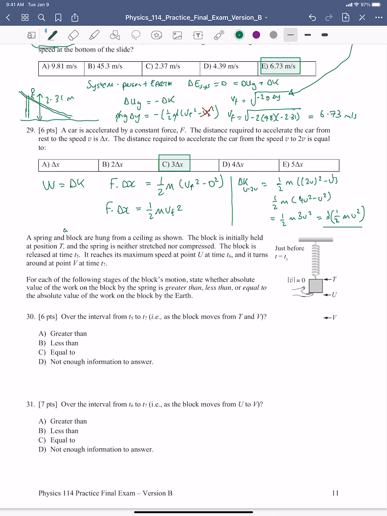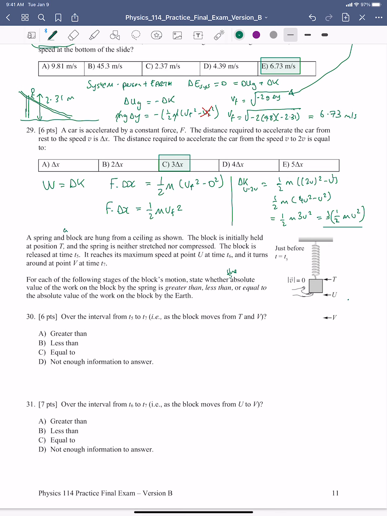The block is released at time T5. It reaches a maximum speed at point U at time T6, and it turns around at point V at time T7. For each of the following stages of the block's motion, state whether the absolute value of the work on the block by the spring is greater than, less than, or equal to the absolute value of the work on the block by the earth. Okay, so we're comparing the work on the block by the spring and the work on the block by the earth.